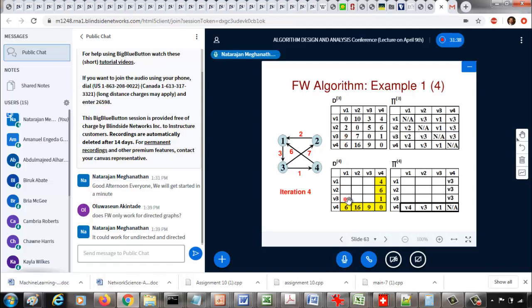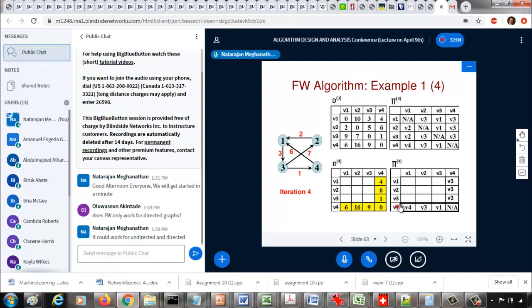So again, this is from V3 to V1 by going through V4. V3 to V4, the distance is 1. V4 to V1, the distance is 6. So V3 to V4 plus V4 to V1, 1 plus 6 is 7. Less than 9, so we can make it 7, and so we're going from V4 to V1, right? So V3 to V4 and V4 to V1.